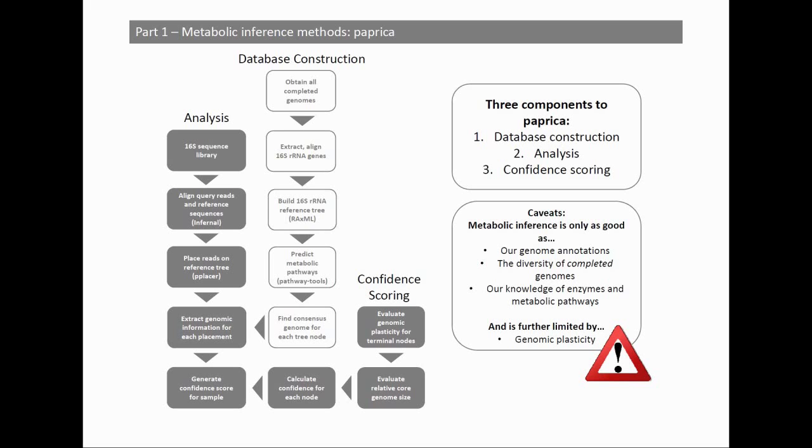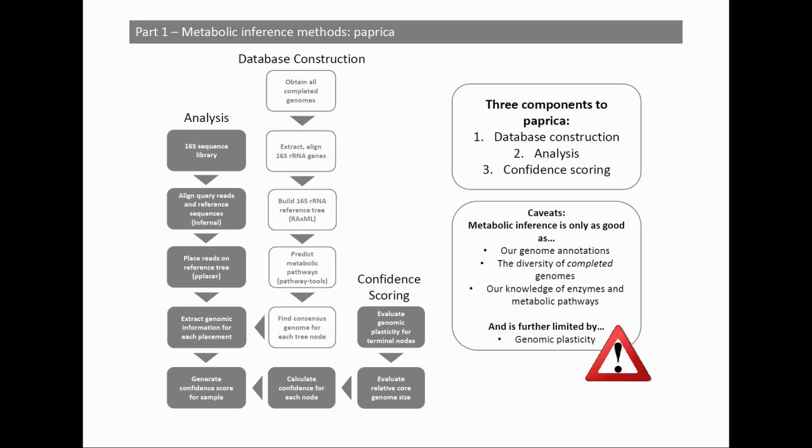Well, I'm going to talk about each of these three categories in a certain amount of detail, but before I start on that, I want to offer the following caveats. Any of the metabolic inference methods that are out there are only as good as our available genome annotations, which we know are not necessarily always accurate or complete. It's also dependent on the diversity of completed genomes that we have available to us, and we know that there are certainly gaps, taxonomic gaps in the diversity of completed genomes available.